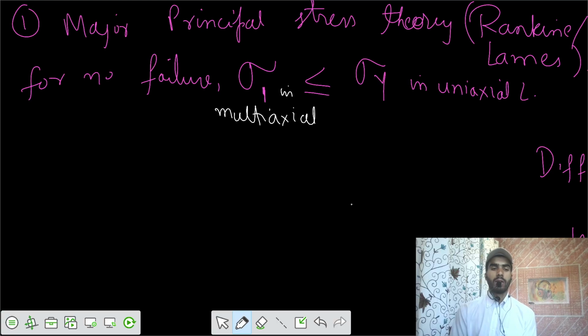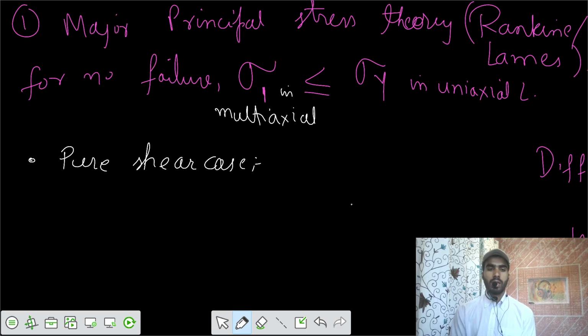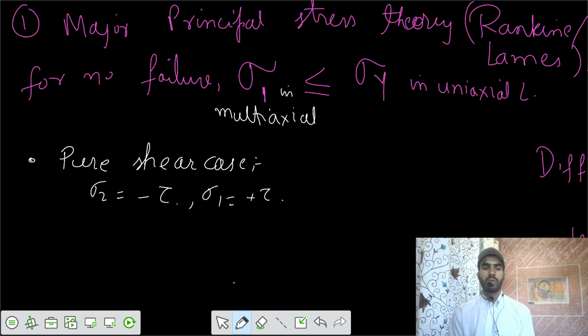So if we talk about the pure shear case, for the pure shear case we have sigma 2 equals minus sigma, or tau. We can write it in terms of shear: sigma 2 equals minus tau, and sigma 1 equals plus tau. So if you use that, the maximum shear stress tau should be less than or equal to sigma y.